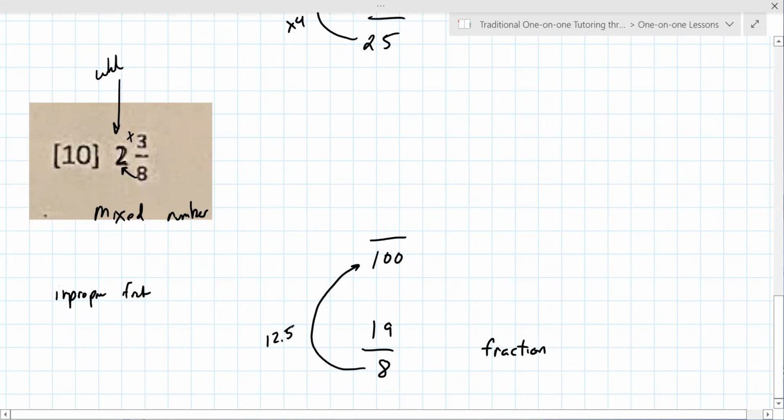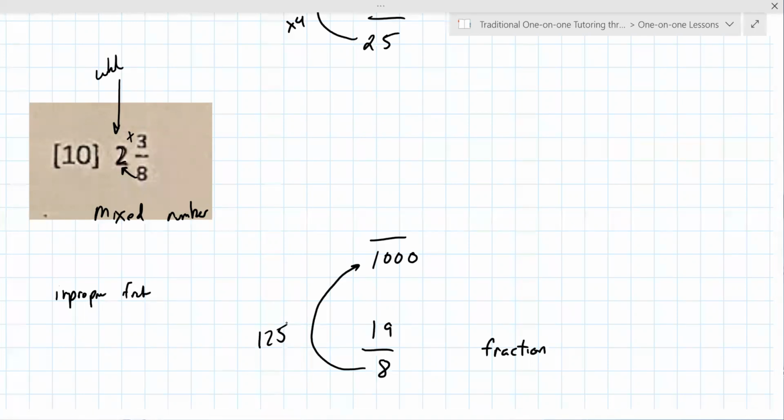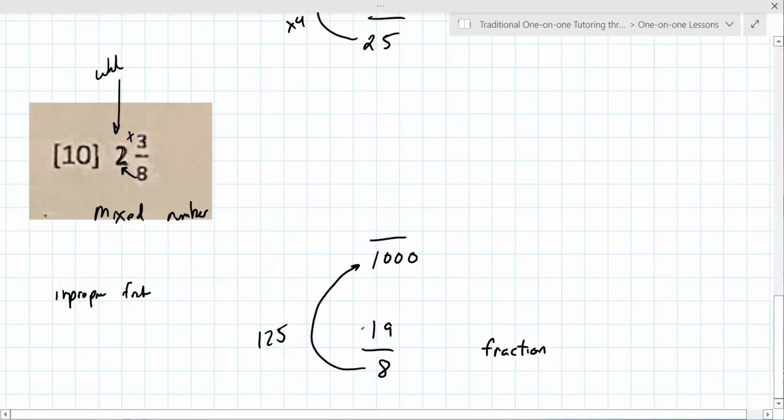So the other option is to go to 1,000, and that's probably what your instructor wanted you to do. To go to 1,000, you multiply by 125. And you're maybe thinking, well, how am I supposed to know that? Well, I'm not sure. We'll assume this is the only one you're going to see. But that means you got to multiply 19 by 125.